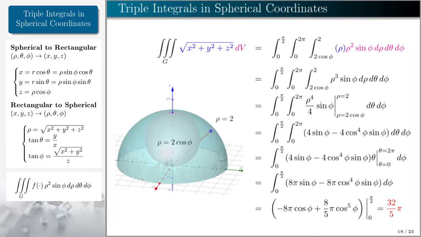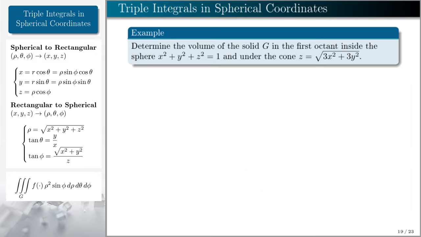Now let's have another example. How about finding volumes? In this case, I want to find the volume of the solid in the first octant, inside the sphere, and under this cone. We'll do the same technique. Firstly, volume means that I want to evaluate the triple integral over my G of 1. So there's no integrand here to be a problem later on, so that's just a 1.